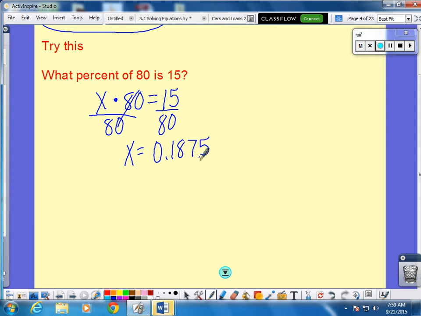Alright, good job, thank you. Now you have to be careful when you're looking at your problem and it asks you for what percent, don't leave a decimal. If it's asking for a percent, to change a decimal into a percent, we go the other way. Which way are we going to move our decimal?